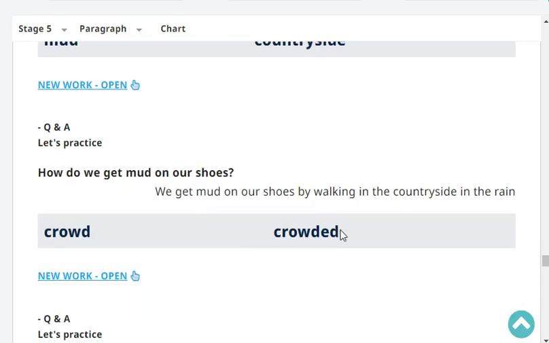How do we get mud on our shoes? We get mud on our shoes by walking in the countryside in the rain.